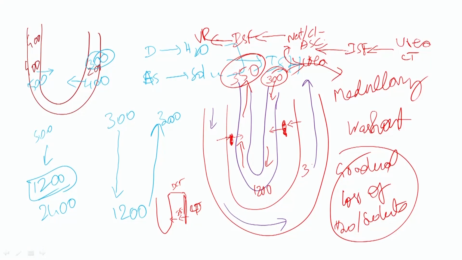So for example, here it becomes 300, right? Now if 100 molecules move out, then it will become 200. Now in this 200, what is happening? The urea will come and add. So again it will become 300, right? So from this 300, again another 100 molecules will move out.